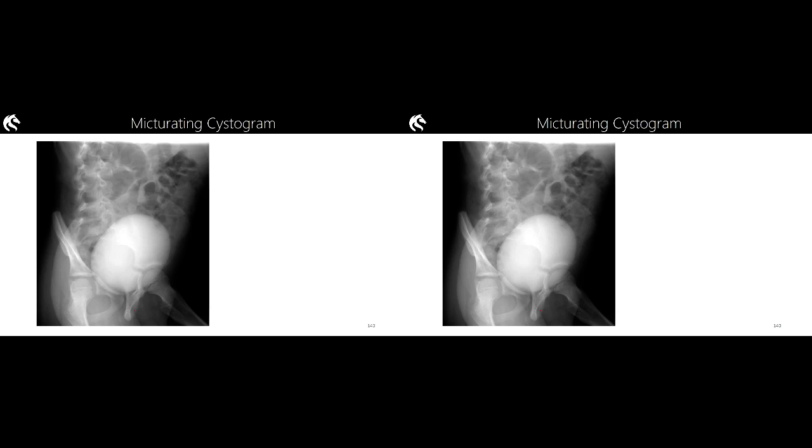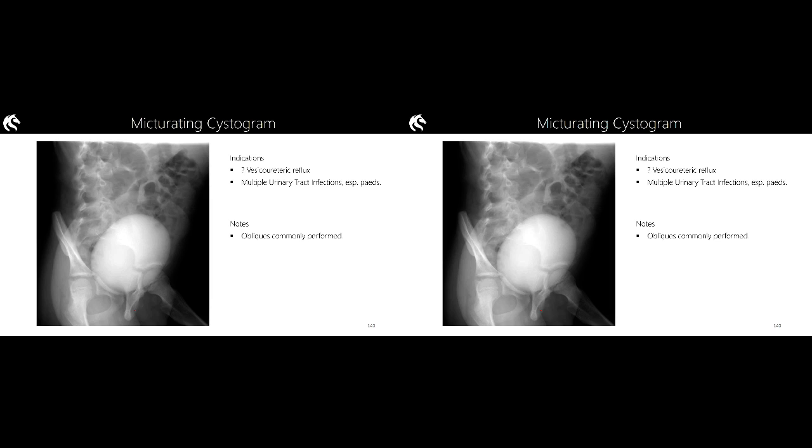Micturating cystograms. Well, cysto means bladder. Micturating is the process of voiding via urination. A micturating cystogram is an examination where we are going to assess the patient's ability to have bladder integrity and urinary continence, okay? And also, once again, that vesico-ureteric reflux.